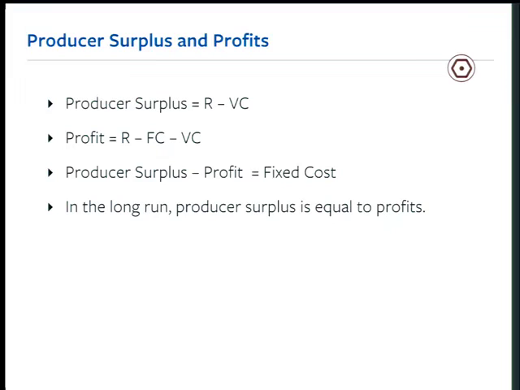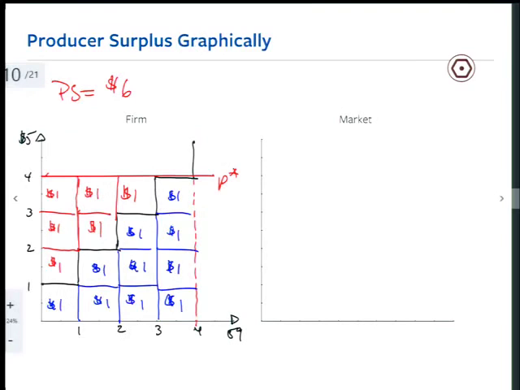It's measured in dollars. It's a quantity that we can understand. And most importantly, it's measured in the same units as consumer surplus, which is dollars. So what I showed you is producer surplus for the firm. For the market, this looks very similar.